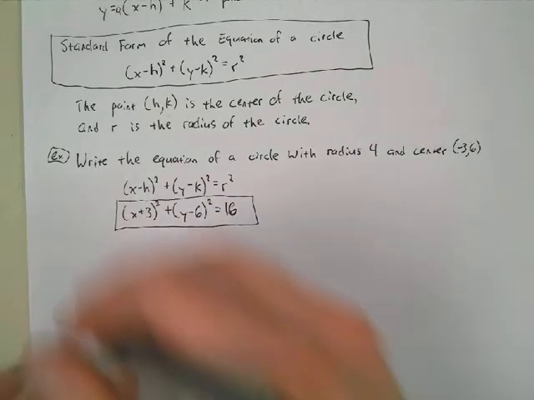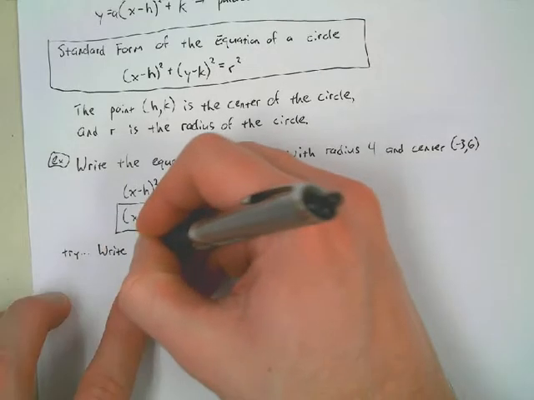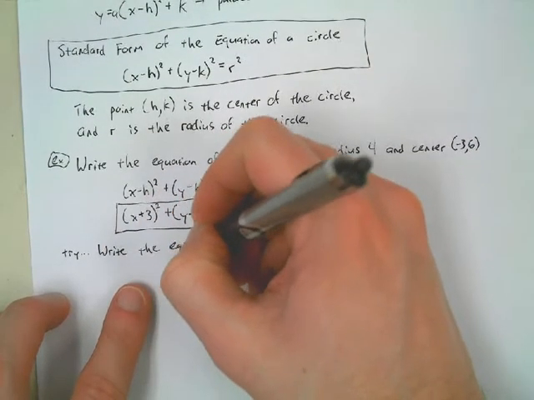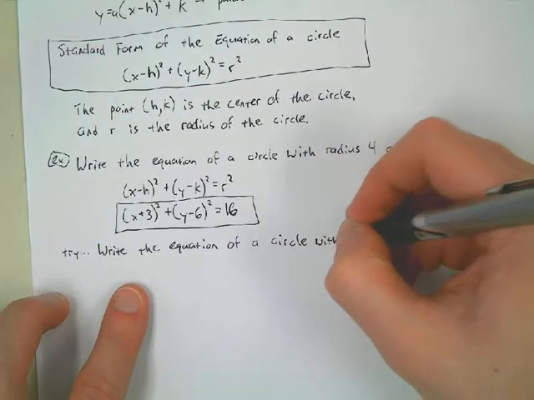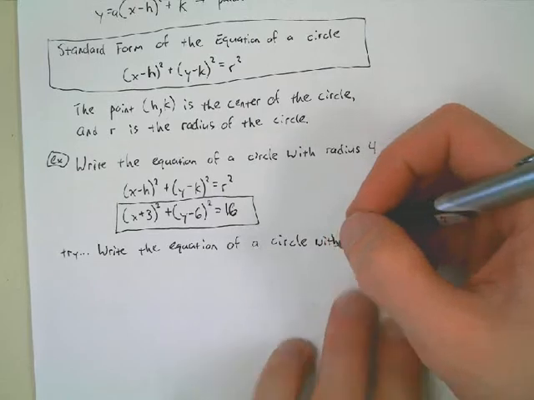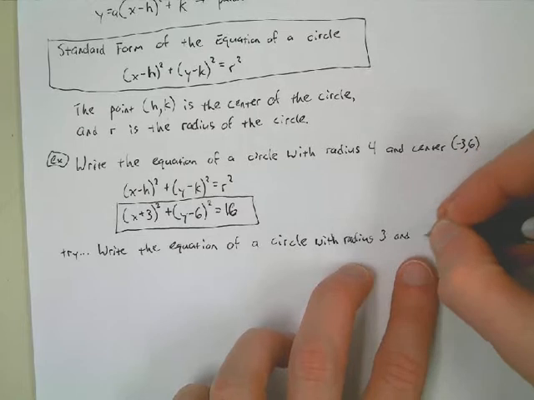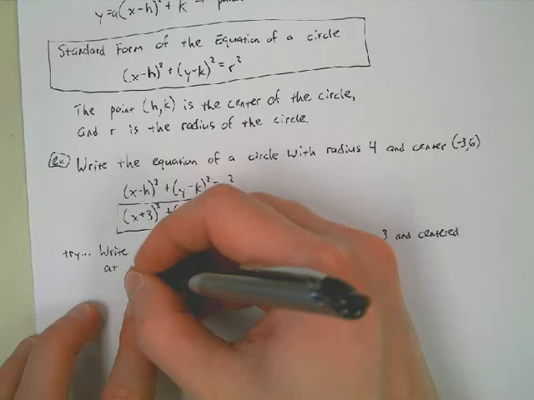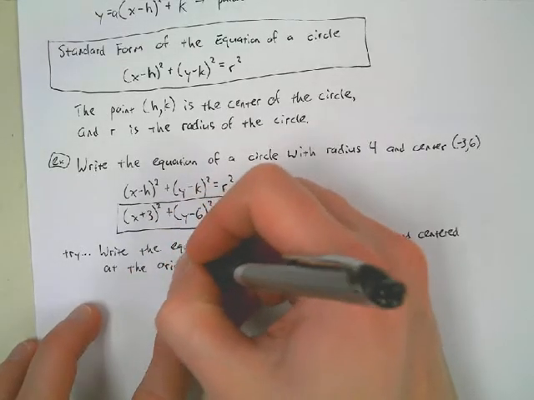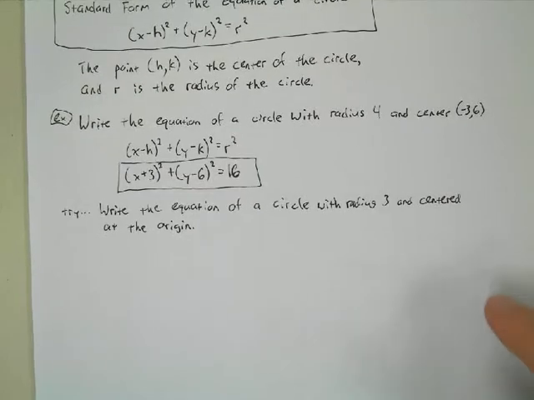All right, so I want you guys to try one. Write the equation of a circle with radius 3 centered at the origin. Let's go ahead and take a couple of seconds.